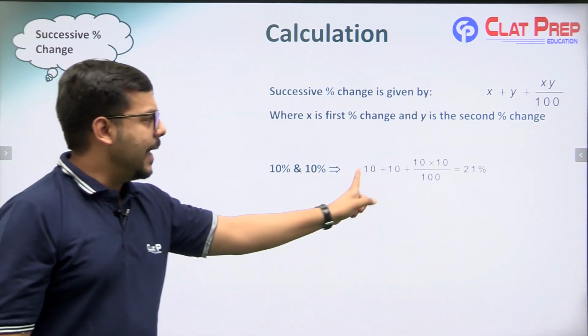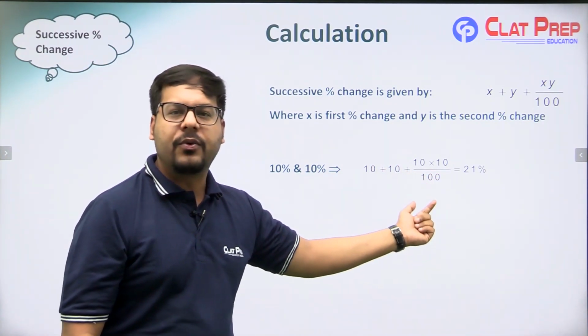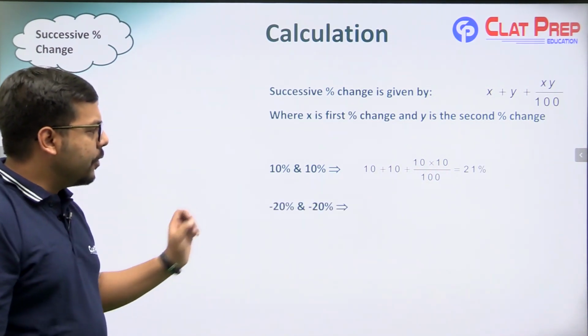What will be the result? 10 plus 10. The first percentage change is 10. Second is also 10. The product is 100 upon 100, that is nothing but 21%. Okay. Next, I reduced it by 20%.